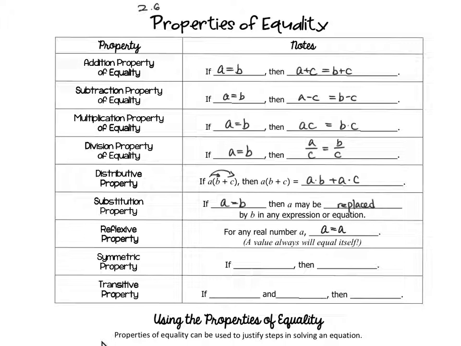Symmetric property, if A equals B, then B equals A. Just switch it. Transitive property, if A equals B, and B equals C, then A equals C. This very much makes me think about law of syllogism. They're all related.